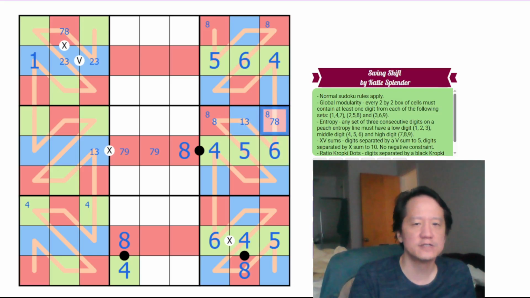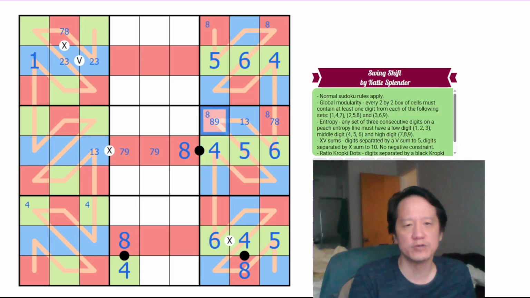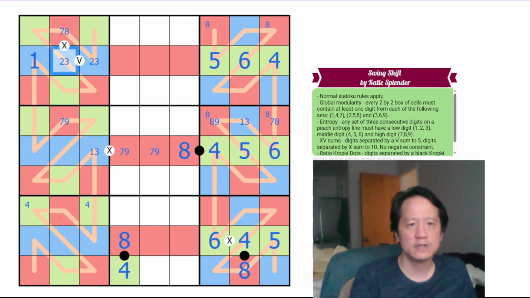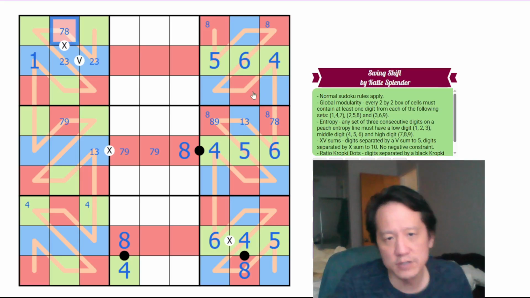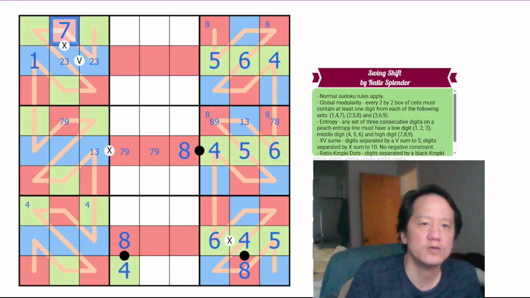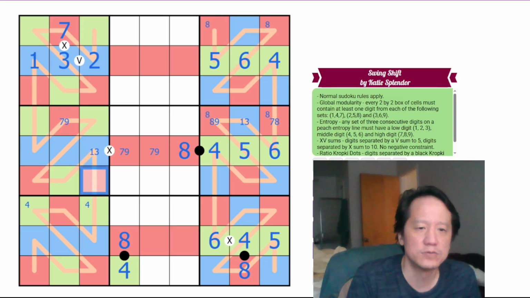If this is 8, these two are 2 modulo 3. 6 is 0 modulo 3, so 1 has to be 1 modulo 3. So you have two 1 modulo 3s. This must be then 0 modulo 3 here. So that's 9 here. So this is 7 or 9. This can't be 8 because one of these two is an 8 here. So this must be 7. It forces this to be 3 to add up to 10, which makes this 2.